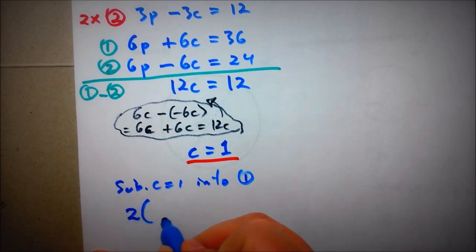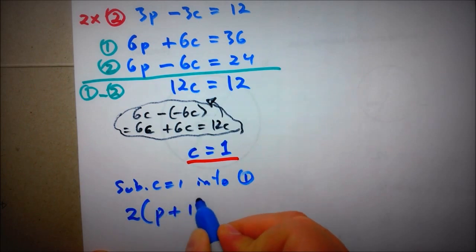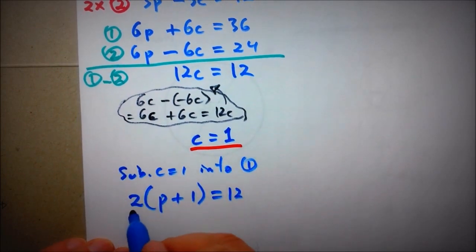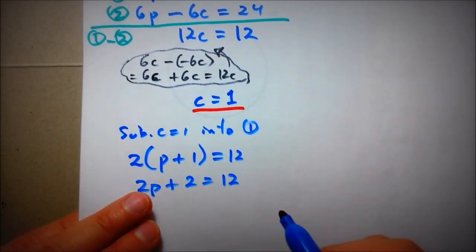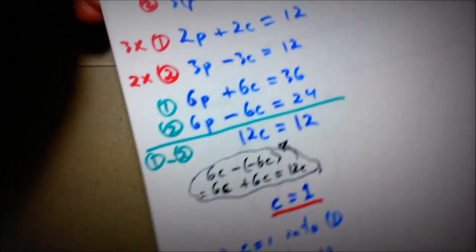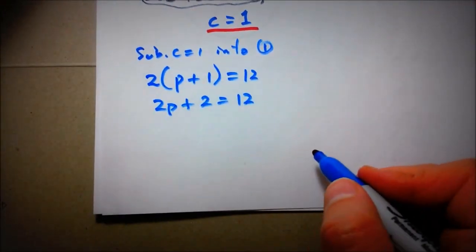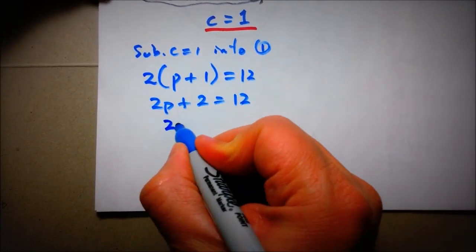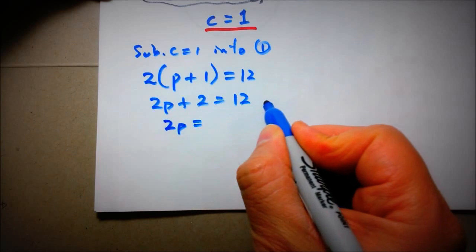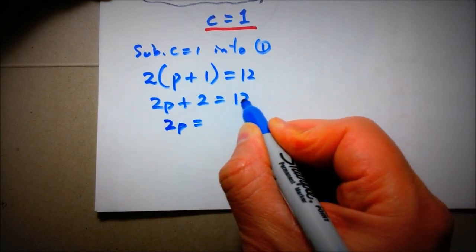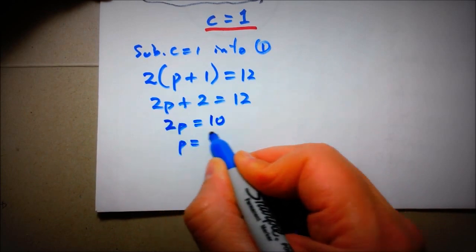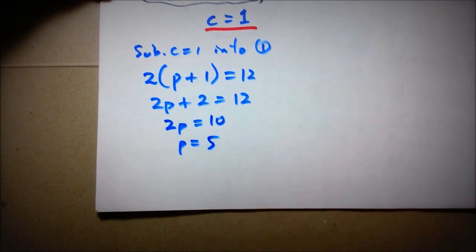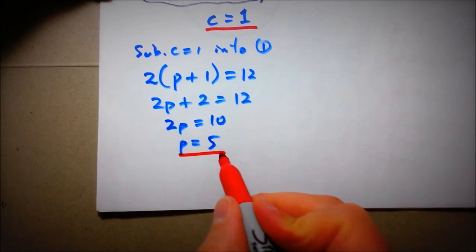2 times (P plus 1) equals 12. Now this becomes 2P plus 2 equals 12. And this becomes, I'm running out of space here, 2P equals 12 minus 2. When you move the plus 2 to the other side, it becomes minus 2. So 12 minus 2 gives us 10. Therefore P is equal to 10 divided by 2, since 2 is multiplying, it goes dividing. That gives us 5. So the paddling rate of the canoeist is 5.